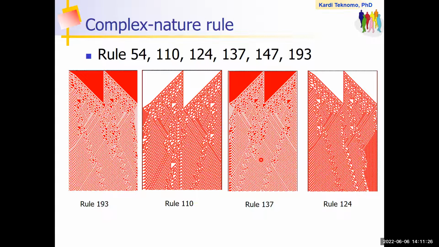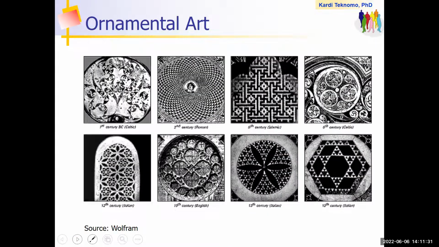Interesting, right? And if you look at the history, this is from the book of Wolfram, the NKS, A New Kind of Science. If you look at the centuries, over time, especially the different civilizations, this is the Islamic art. You see, these are actually CA, right? This is actually cellular automata that we can also develop similar patterns.